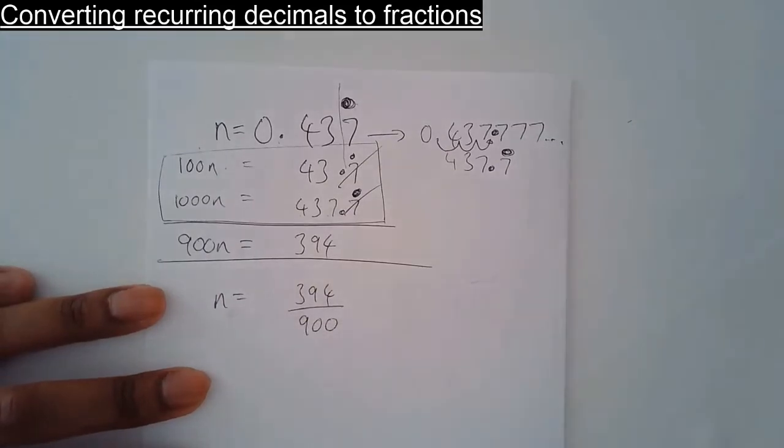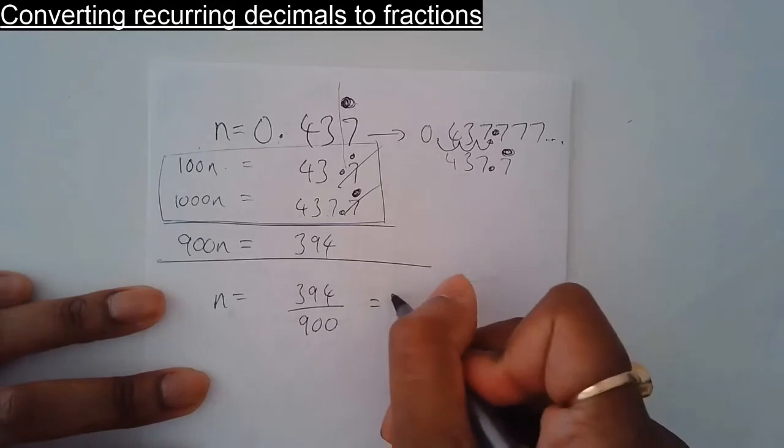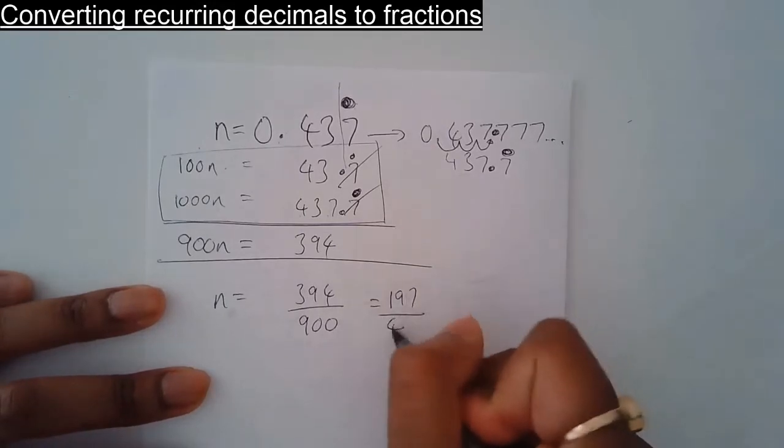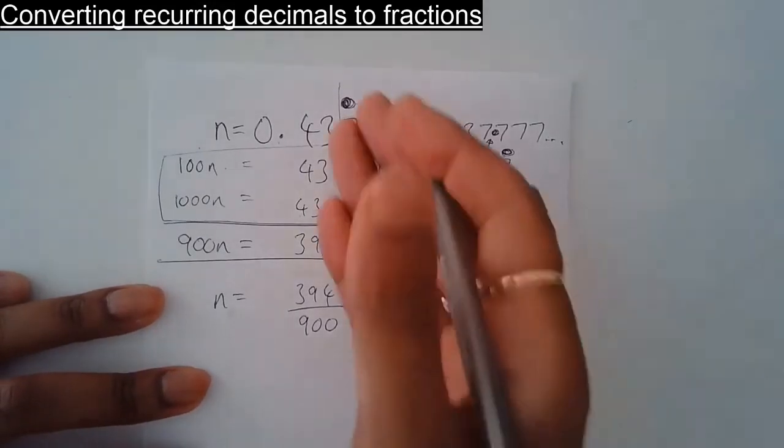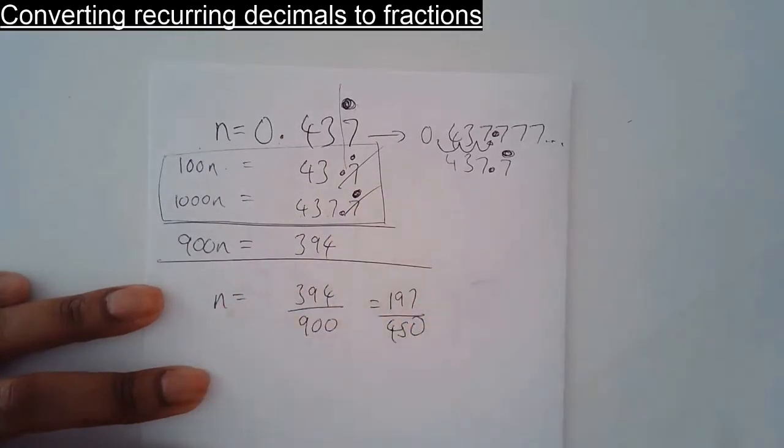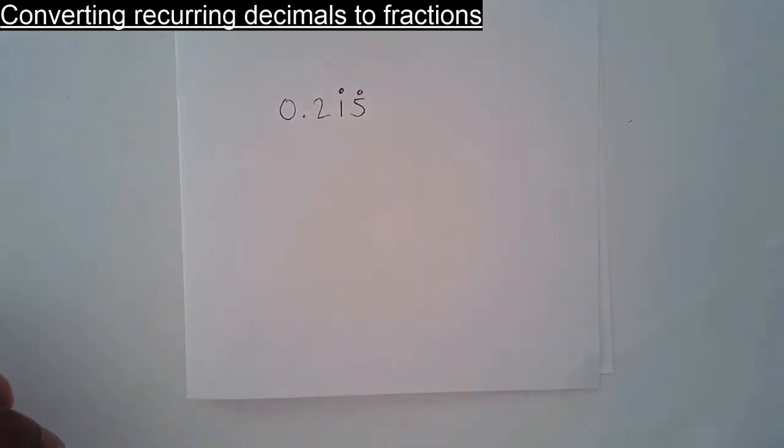Now that can be simplified. It gives me 197 over 450. That's the working out, and that's the final answer. That's the simplified fraction for this one. Right, here's another one.